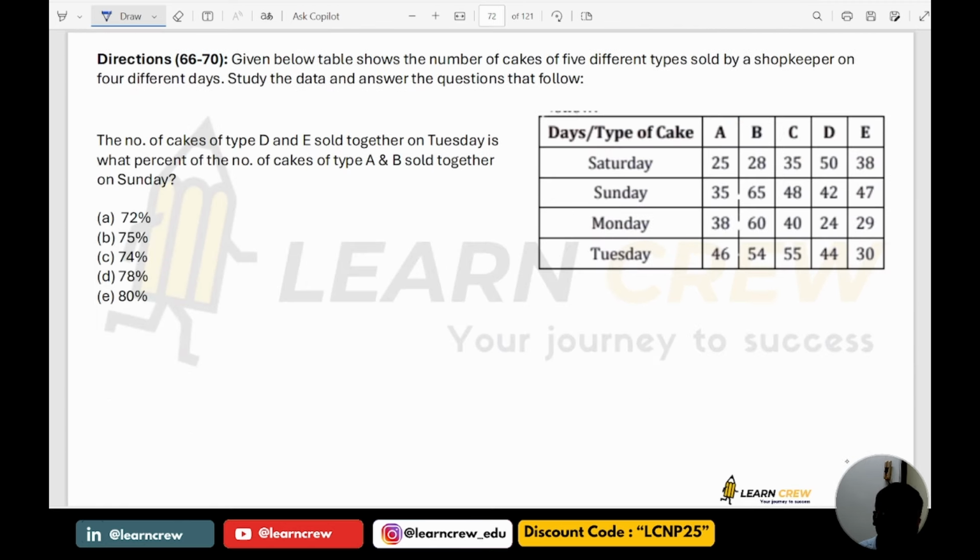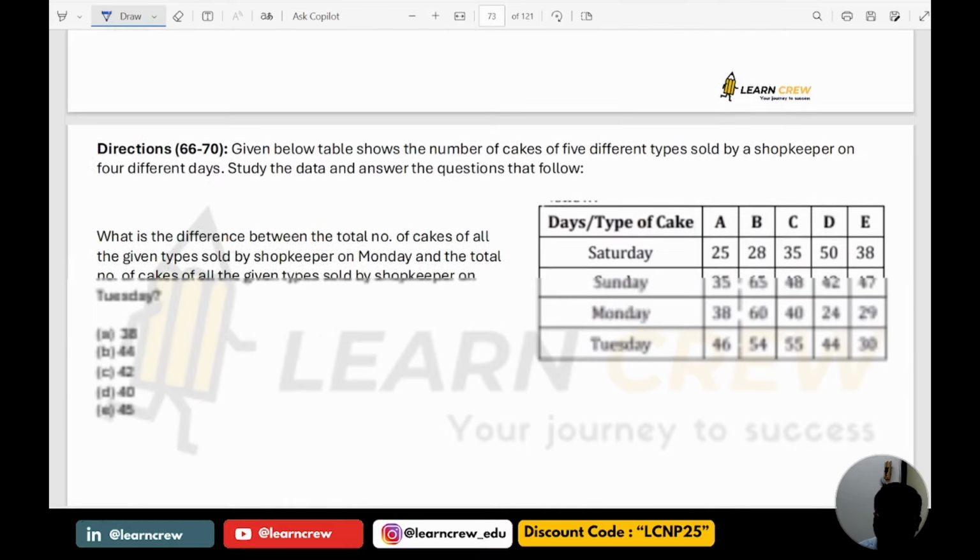The number of cakes of types D and E together on Tuesday is 44 and 30. What percentage is that of the number of types A and B together on Sunday? A and B together on Sunday is 35 plus 65, 100. 44 plus 30 is what percentage of 100? So the answer is 74%.